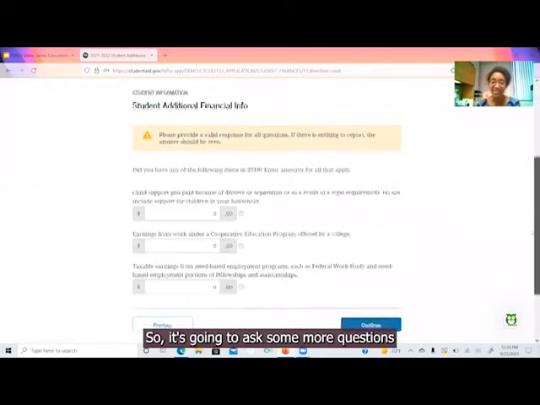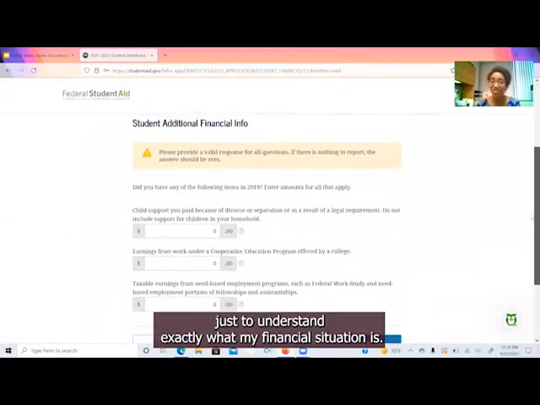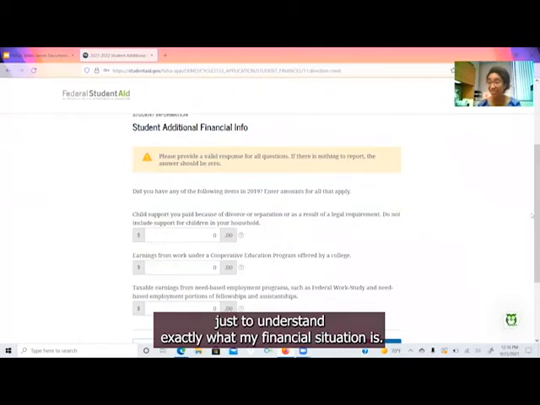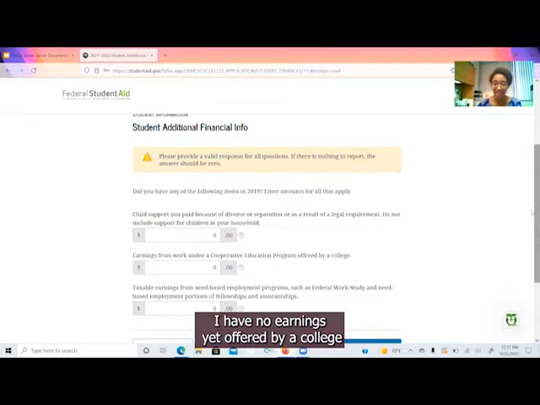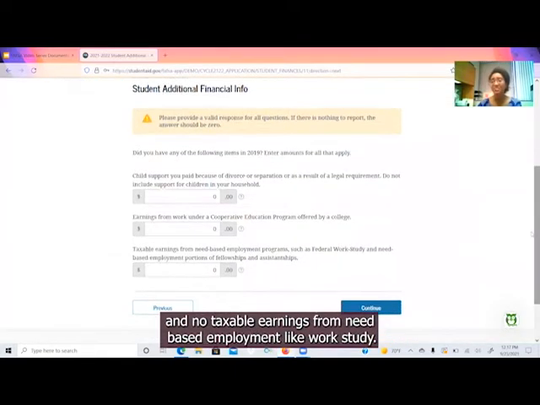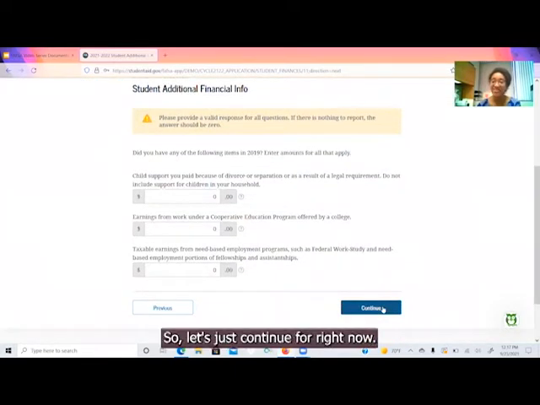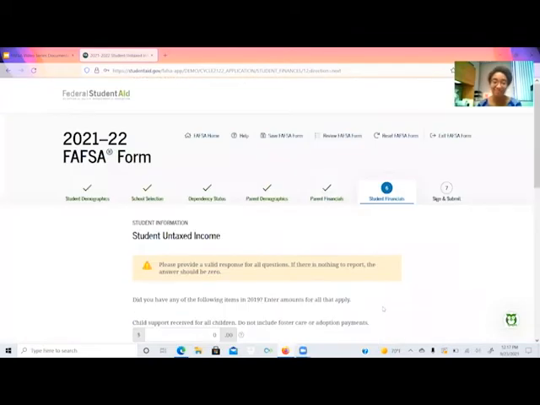It's going to ask some more questions just to understand exactly what my financial situation is. If I'm not reporting and I'm not showing any income, then this is going to be a pretty quick portion for me. So let's say if I have any child support that I have to pay, well, I'm going to pretend that I don't have any of that. I have no earnings offered by a college and no taxable earnings from need-based employment like work study. So let's just continue for right now.